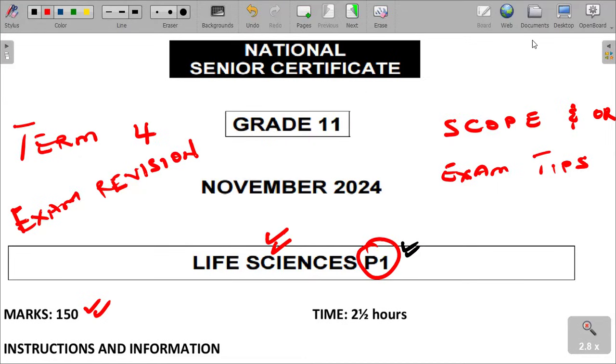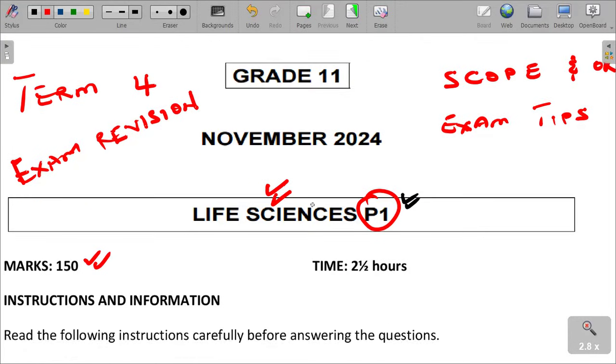And today, without wasting any time, we want to quickly go through this paper and have a reflection of what our exam is going to be, as scope and exam tips. So please note that you always need to read instructions. Instructions are very important when you are writing, and also check the time of the paper.